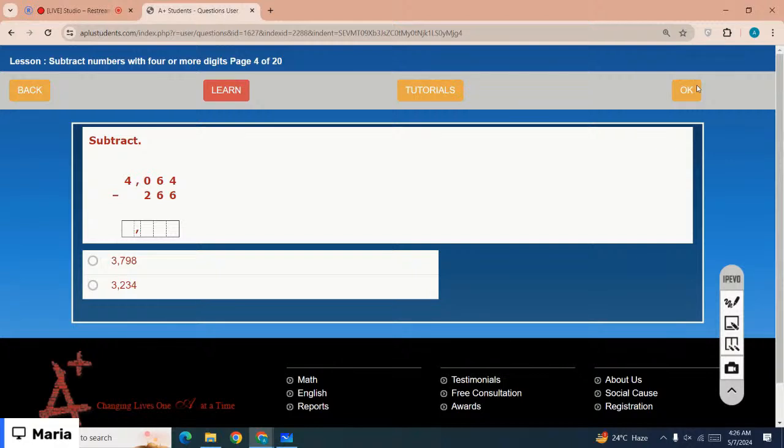Three thousand 234. No. Stanley, you can check your answer again. That's option number 1, that is 3798. 4 take away 6 is 4. No, you have to borrow 1. That's 14 take away 6 is 8. That is option number 1.